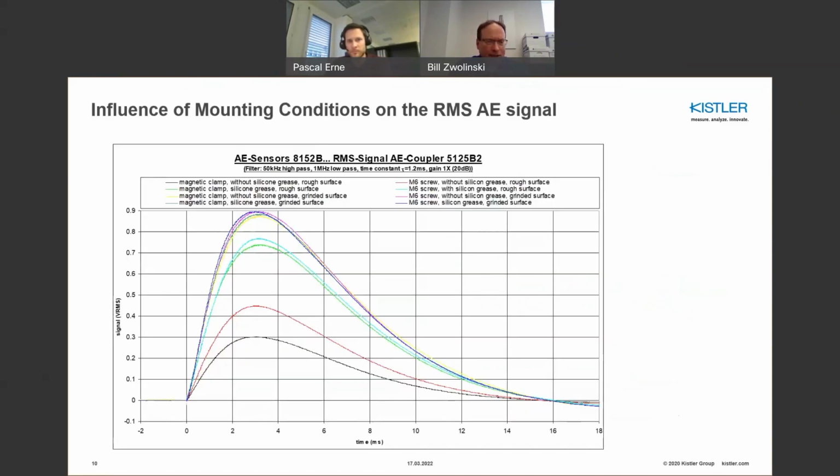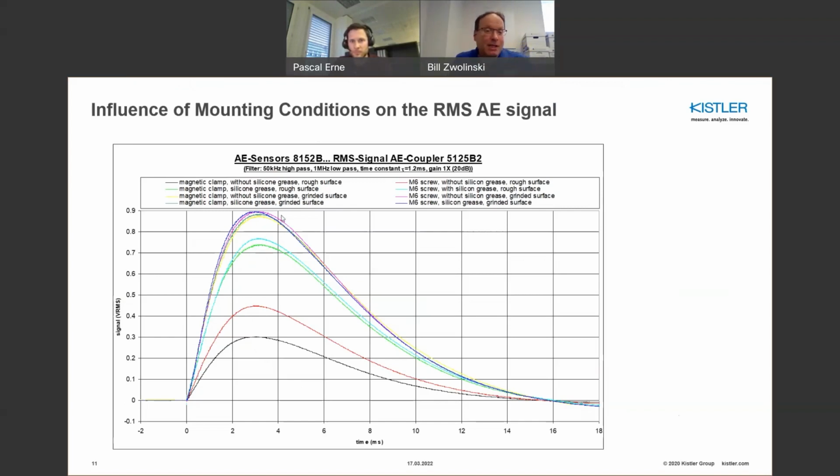These are just some qualitative pictures of what you see. The bottom two curves are a magnetic clamp without silicone grease on a rough surface, and it's usually with a screw, or the red is with a screw and the black is with a clamp. The next set of curves shows the relative signal strength. When you have a rough surface with no grease, regardless of a clamp or screw, you're going to get the lowest signal strength. Now, if you use the same properties but also use silicone grease, you see a doubling of the signal from what you had previously. And lastly, if you have a ground surface, you see a further improvement.